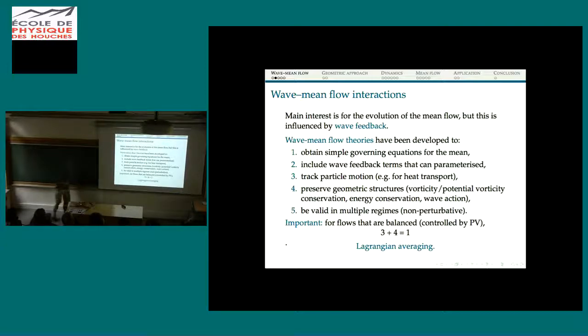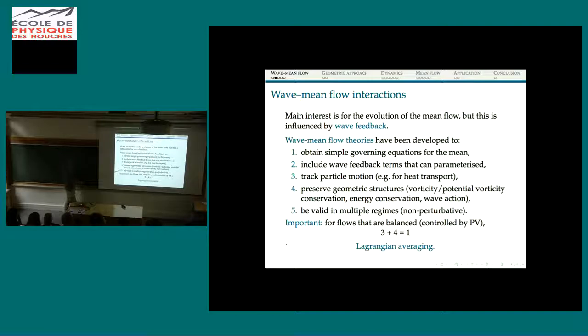Those equations for the mean flow should include the wave feedback in a form that can be parametrized. Now, it's also desirable that the mean flow track the real motion of particles, because, for instance, we're interested in heat transport, and that follows particles. And then this is maybe the angle of this talk: we'd like this equation to preserve some sort of geometric structure which the fluid models have at the outset. So, for instance, what I mean by geometric structure are things like conservation laws of vorticity or potential vorticity, energy conservation, maybe things like wave action. Okay, so we'd like our models to satisfy that.